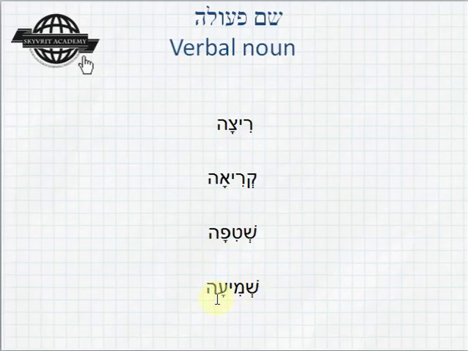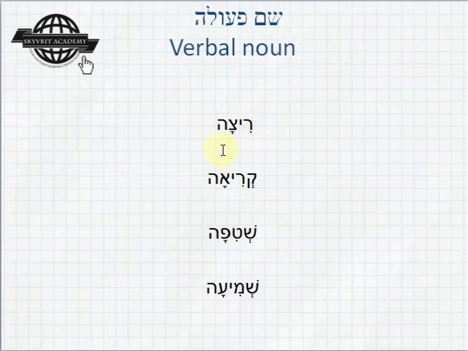So you can literally hear the i-a, right? Ritza, kri'a, i-a. Okay, so this is the first group that I want to talk about today. Now this group, this ia that you're hearing here, is part of binyan pa'al.